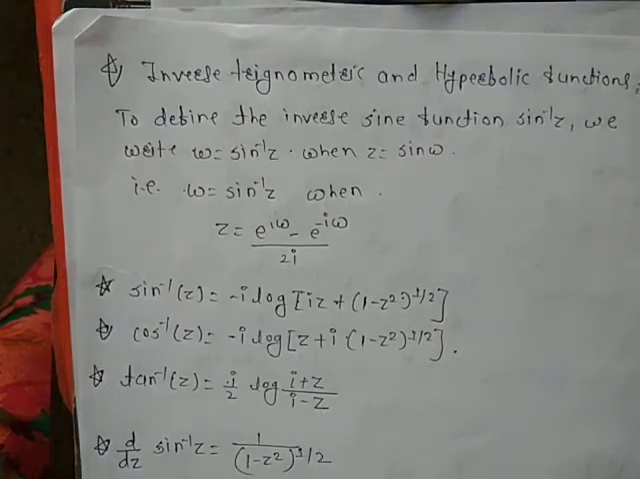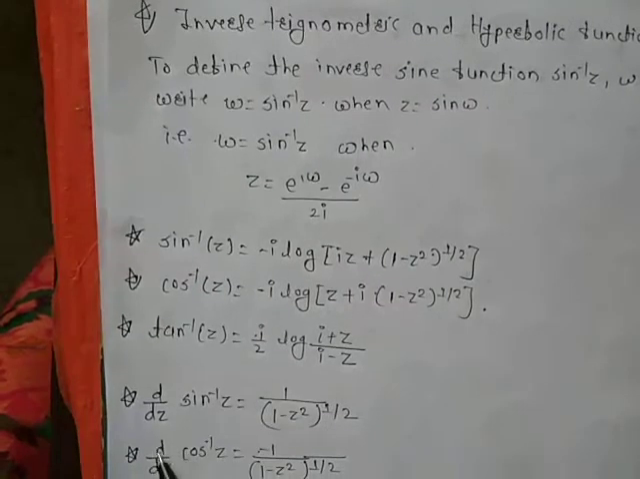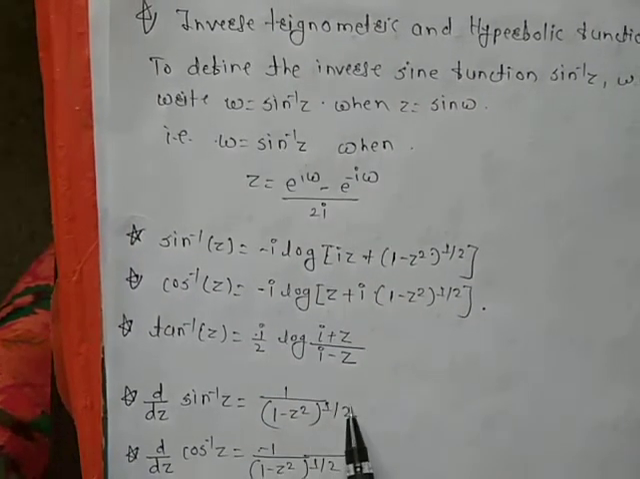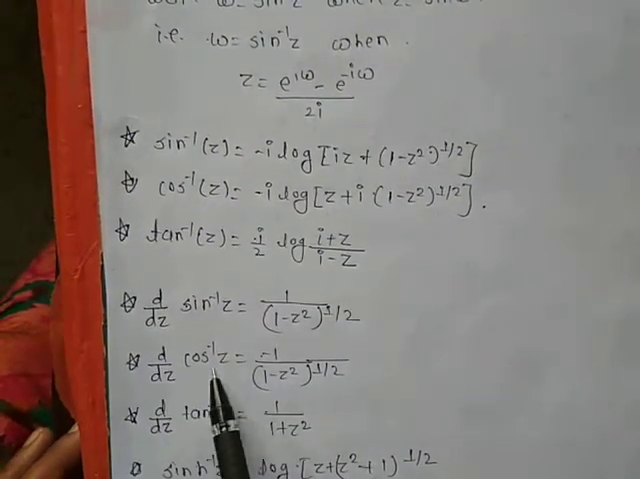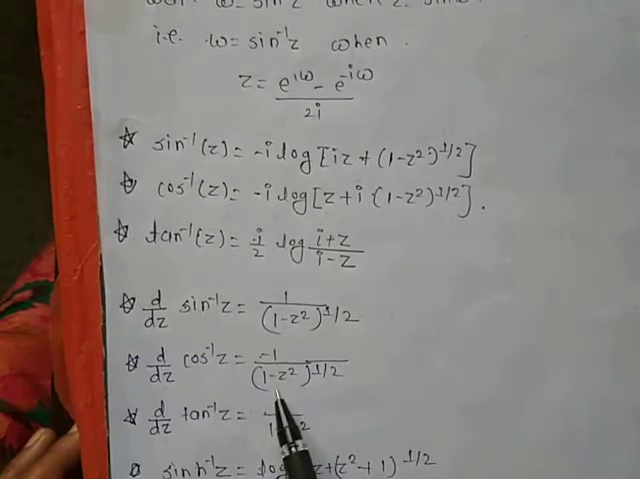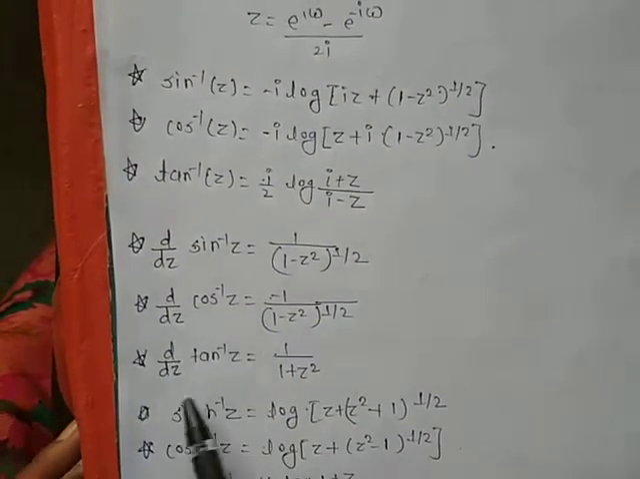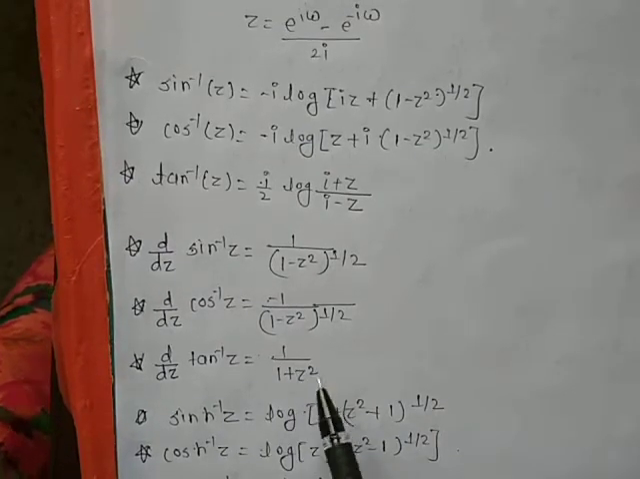Derivative of sine inverse of z with respect to z is 1 upon 1 minus z square raised to 1 by 2. dy by dz of cos inverse of z is equal to minus 1 upon 1 minus z square raised to 1 by 2. dy by dz of tan inverse of z is equal to 1 upon 1 plus z square.